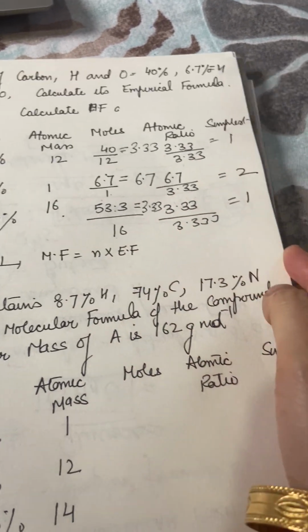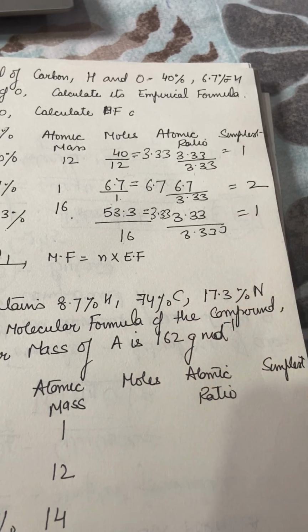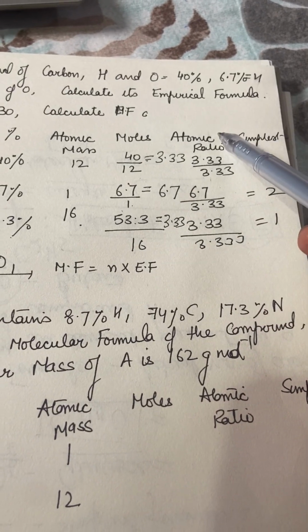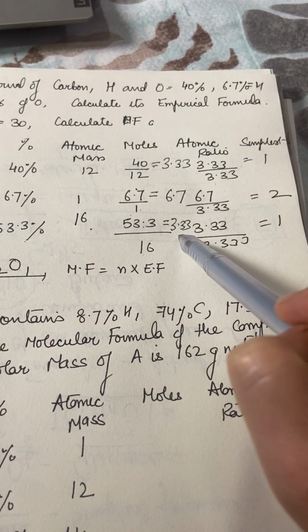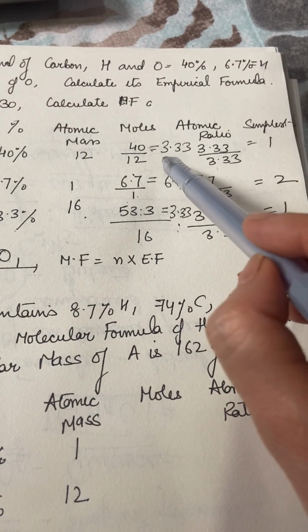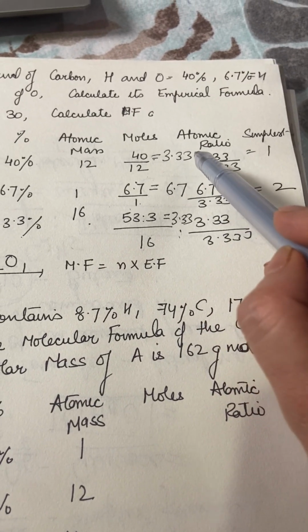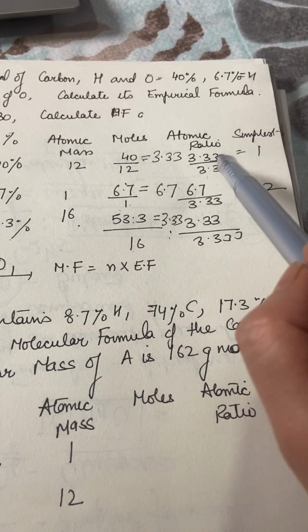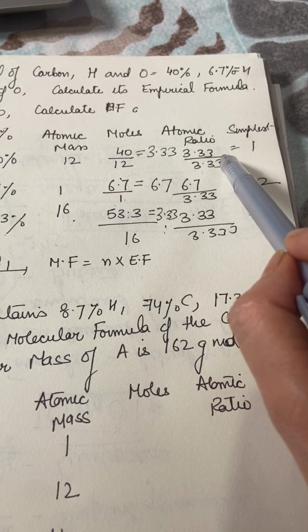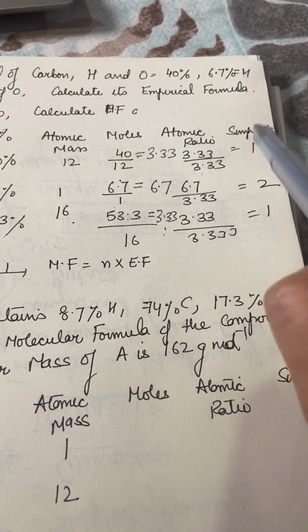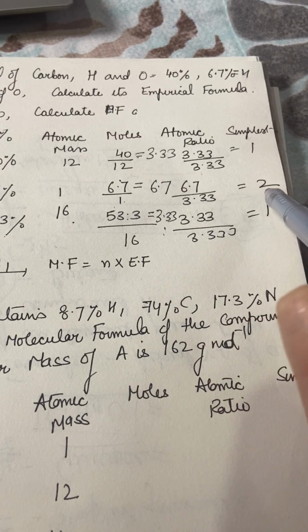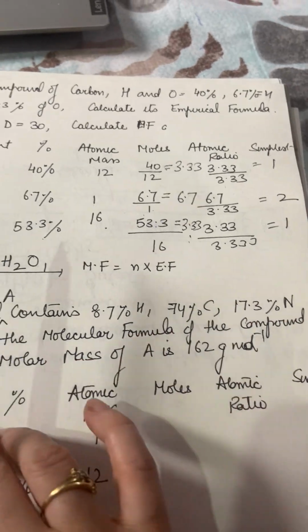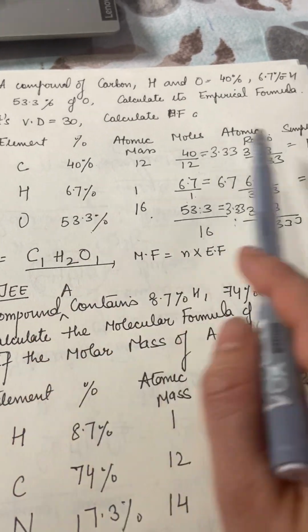Now we have calculated the number of moles. Now we have to calculate the atomic ratio. You have to take the smallest number of moles. Out of these, which is the smallest number of moles here? 3.33. So we will divide all the numbers of moles by that value. Here 3.33 divided by 3.33 equals 1. 6.7 divided by 3.33, let us assume it is equal to 2. And 3.33 divided by 3.33 is 1.